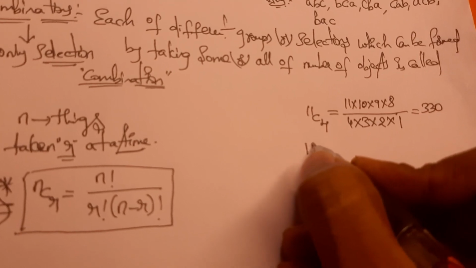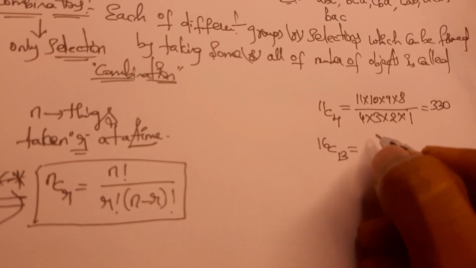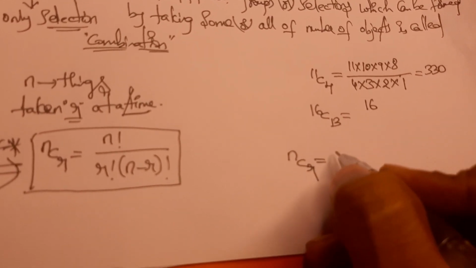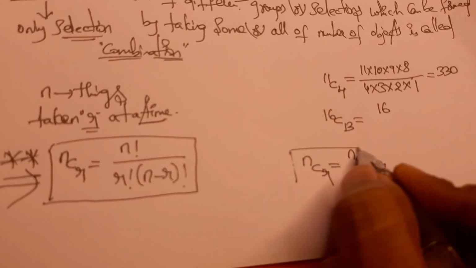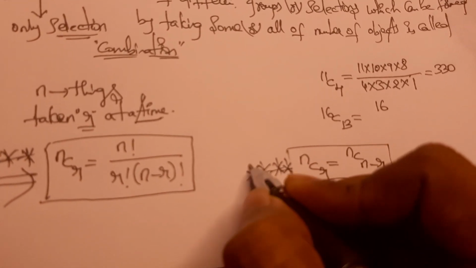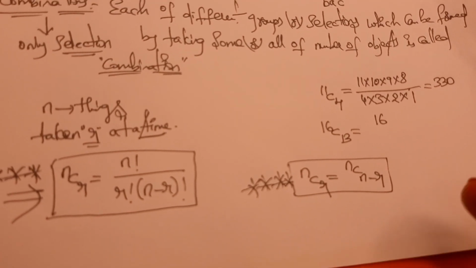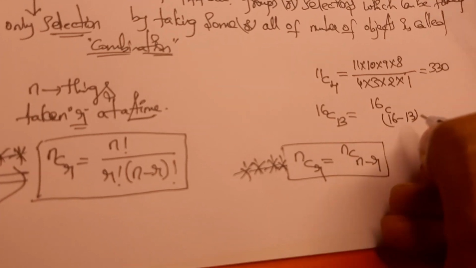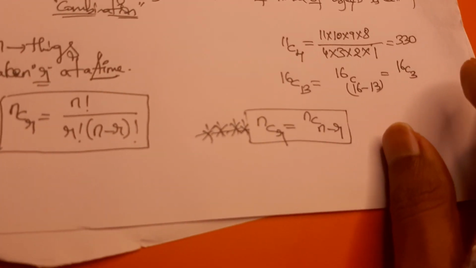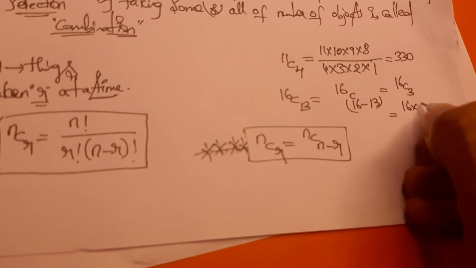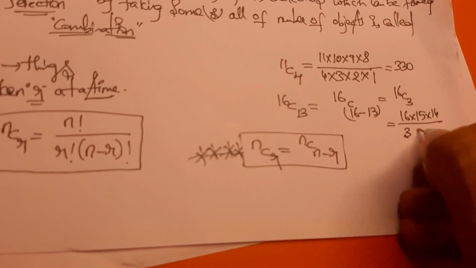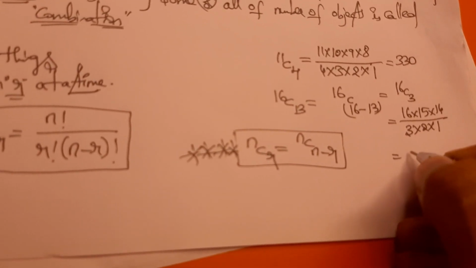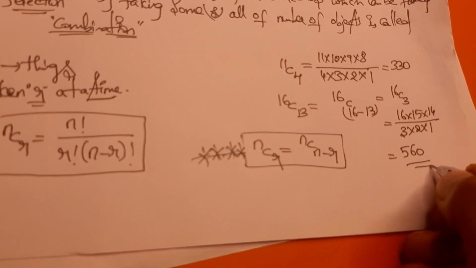Similarly, if you take 16C13, here another formula will be there: nCr is equal to nC(n minus r). This formula is also valid as far as the combination concept is concerned. So we can write 16C(16 minus 13), which becomes 16C3. That will be 16 cross 15 cross 14 divided by 3 cross 2 cross 1. If you multiply it, you get 560. This will be your answer.